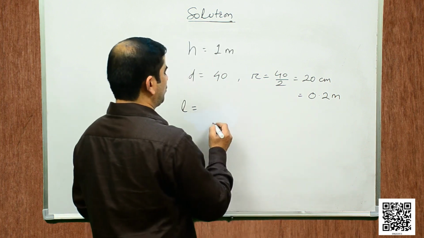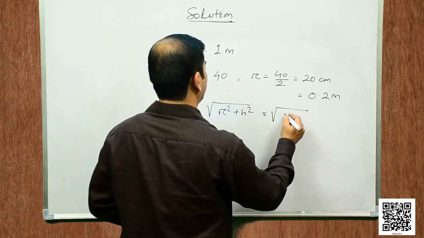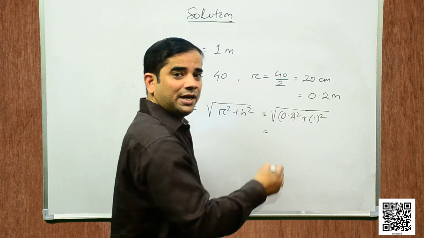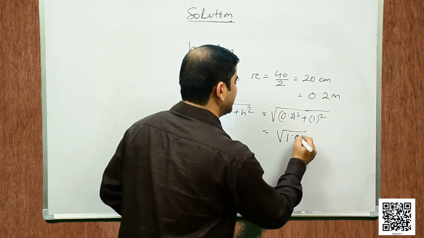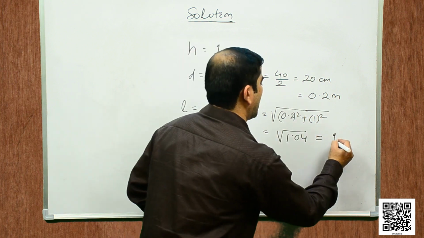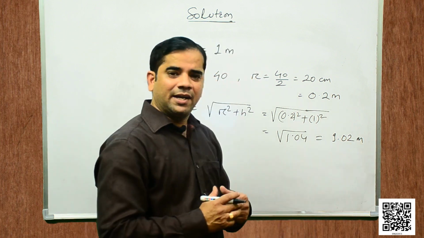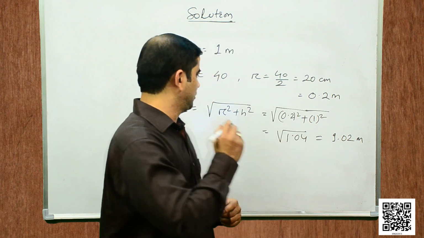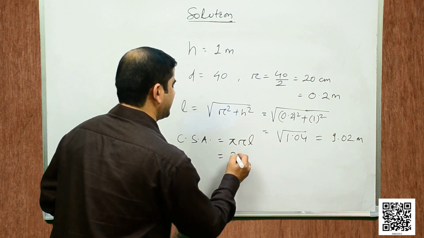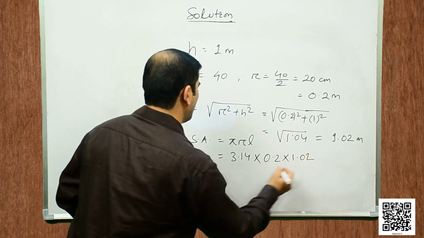Fine. Now let us find the slant height. So l is equal to square root of r square plus h square, that is square root of 0.2 square plus 1 square. So it gives us square root of 1.04, and as it is being instructed by the question itself, it is equal to 1.02 meter. Fine. Now this is the slant height. We need to find the curved surface area of the cone. So curved surface area is equal to pi r l, that is 3.14 into 0.2 into 1.02.